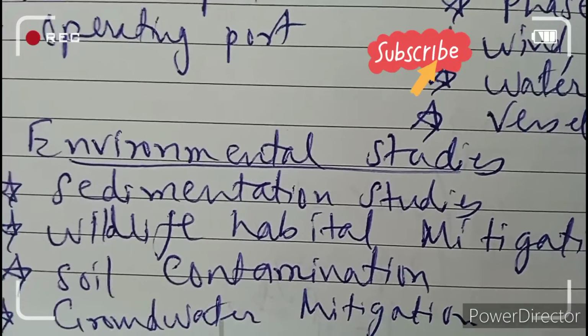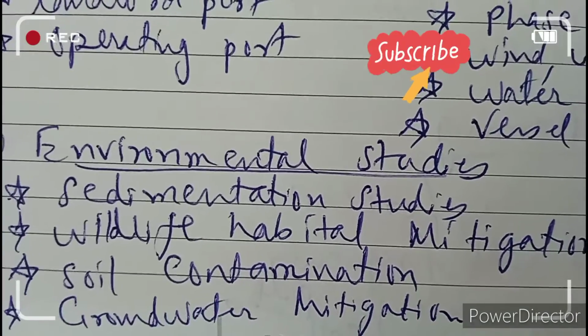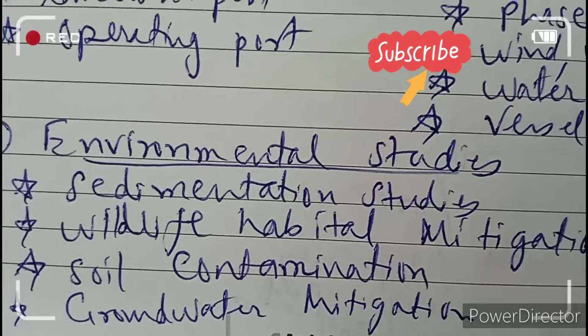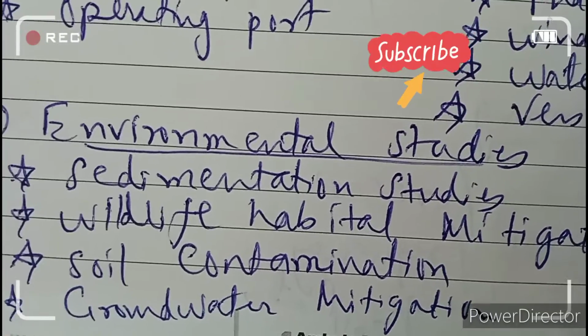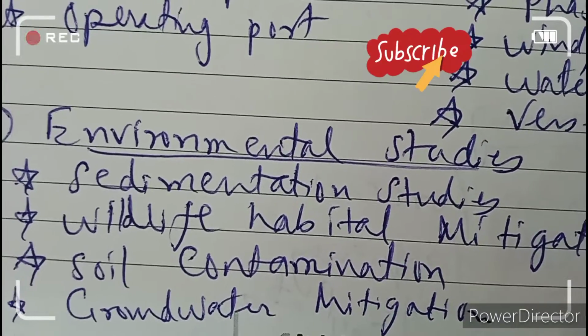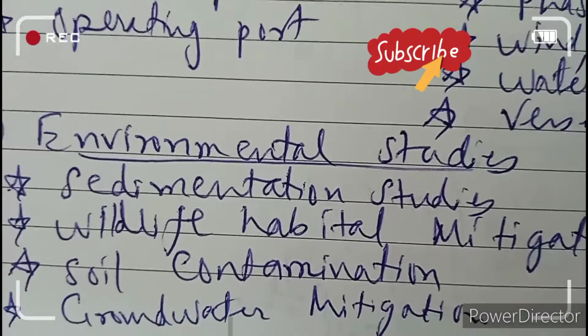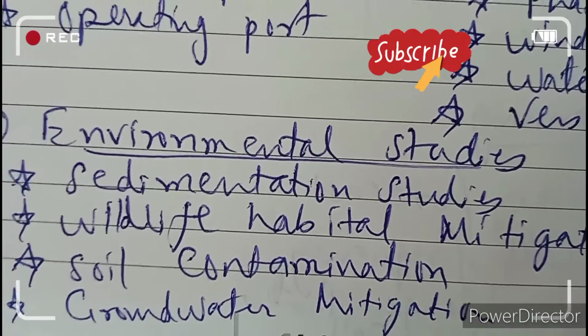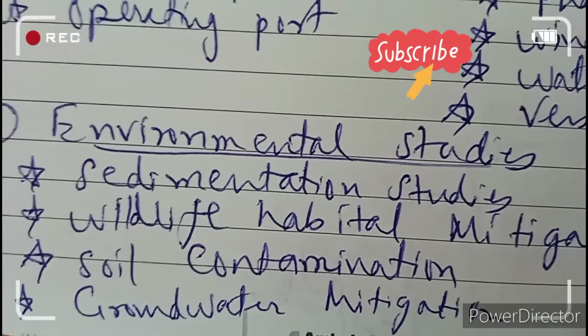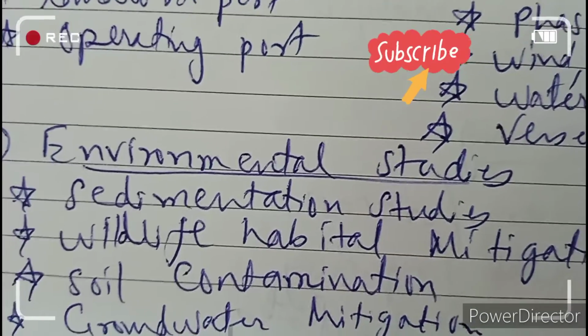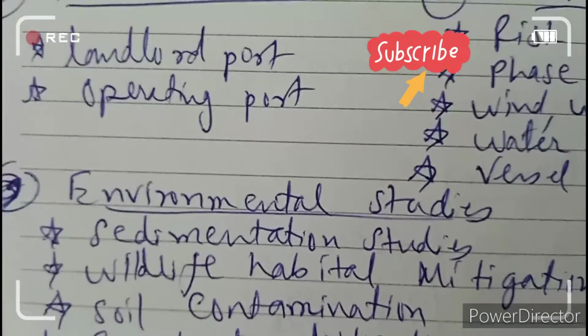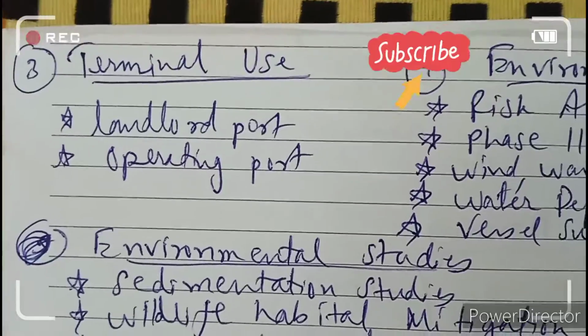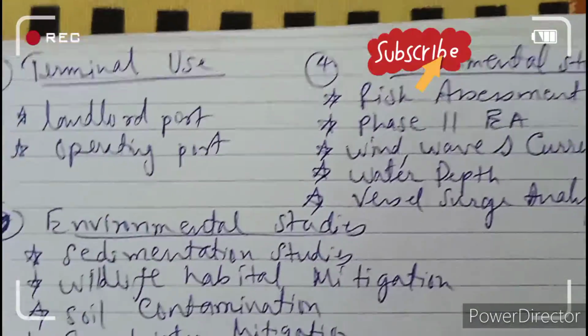And the last one is groundwater mitigation. If the new port is developed, the groundwater of the port and its land will go down. How the port will manage the groundwater by making reservoirs and lakes. That's all for these two phases which we discussed, that is terminal use and the environmental studies.